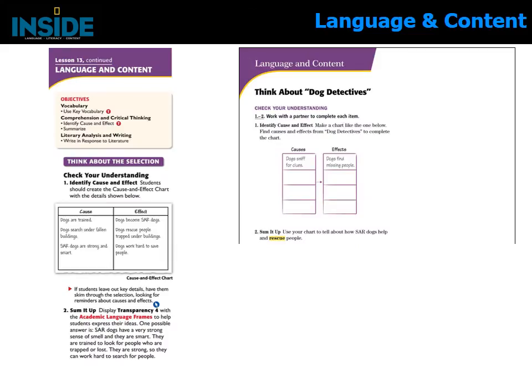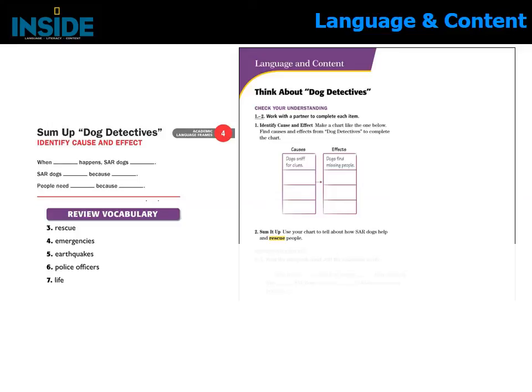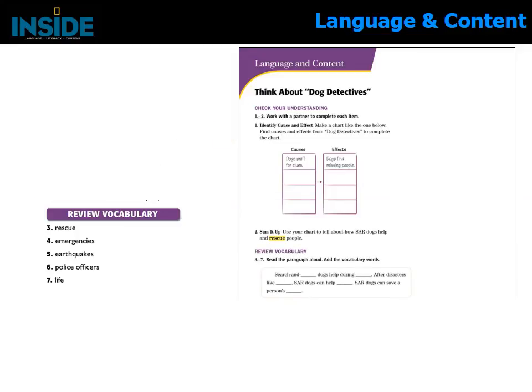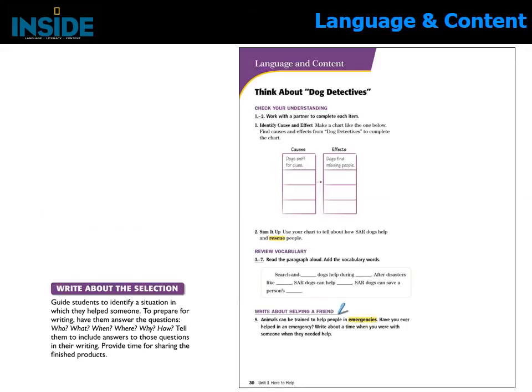Finally, at the end of the language and content selection, students have the opportunity to think about the selection and the comprehension skill. An academic language frame is provided to help students sum up the selection as they apply the comprehension skill. They can then review the vocabulary and finally write about the selection.